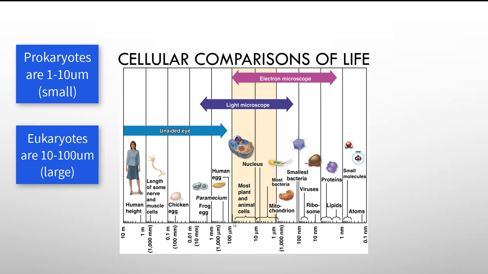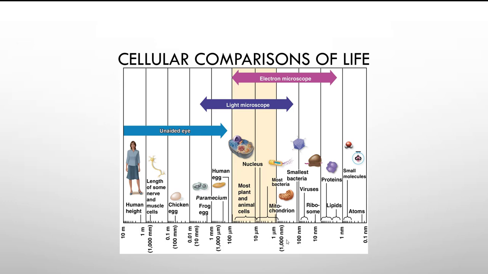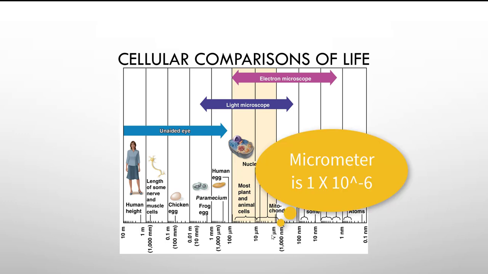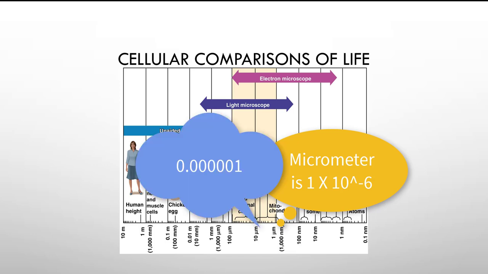Now, you're going to learn more about these units of measurement in this week's lab. A micrometer is 1 times 10 to the negative 6. That's 0.000001. So imagine a decimal point with 5 zeros and a 1. That's a micrometer, so very, very, very small.